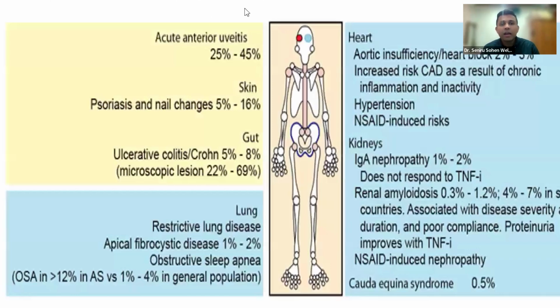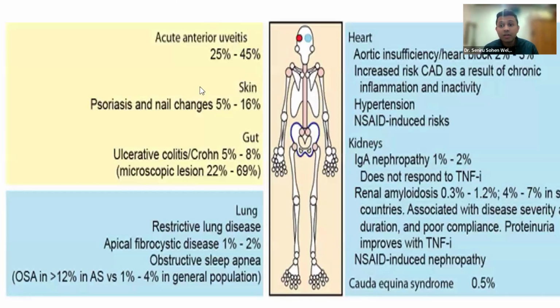Raynaud's phenomenon is not that common with spondyloarthritis. It's more common with other rheumatological conditions like SLE, mixed connective tissue disorder, and scleroderma. So moving on to the other features of spondyloarthritis, anterior uveitis you see in about 25 to 45%.